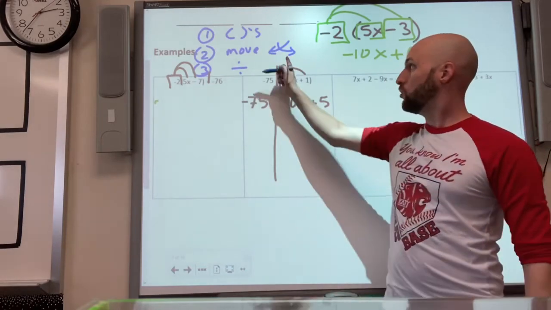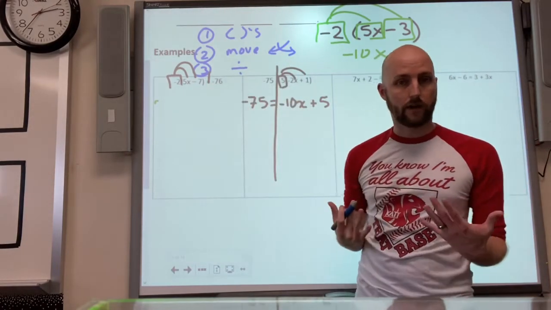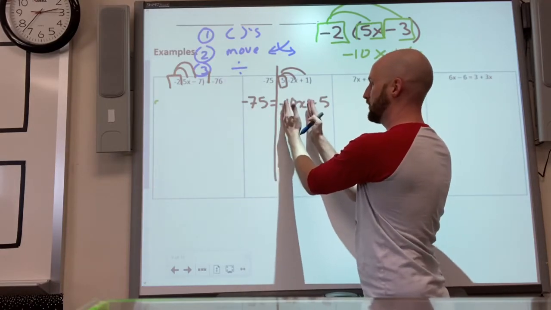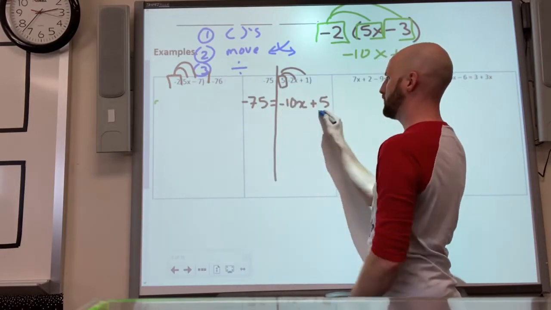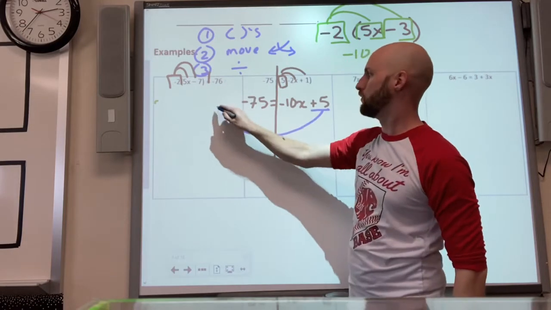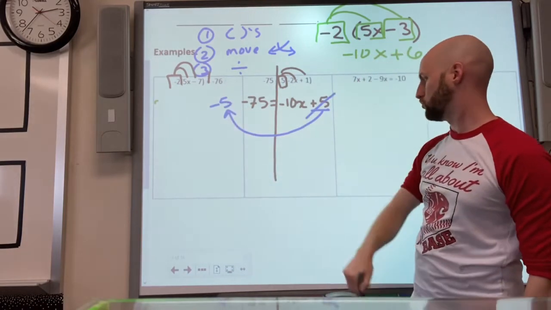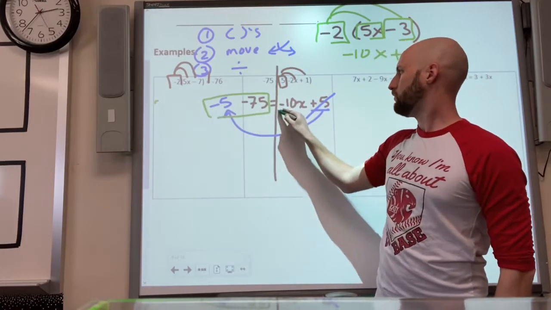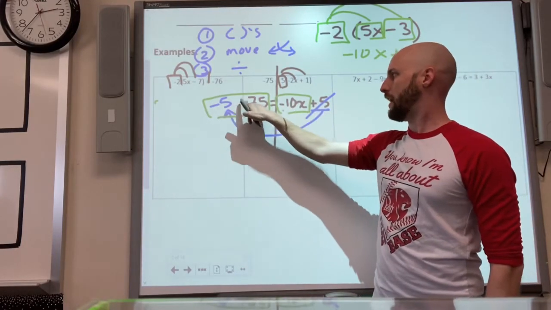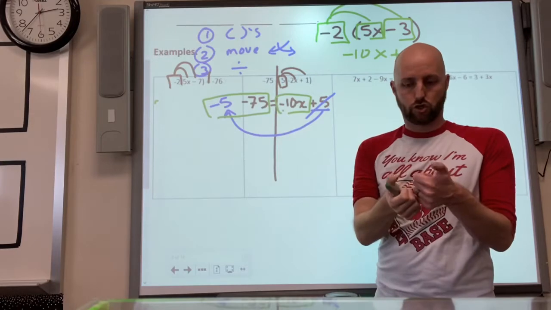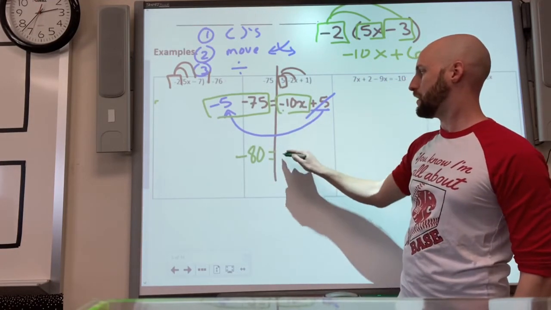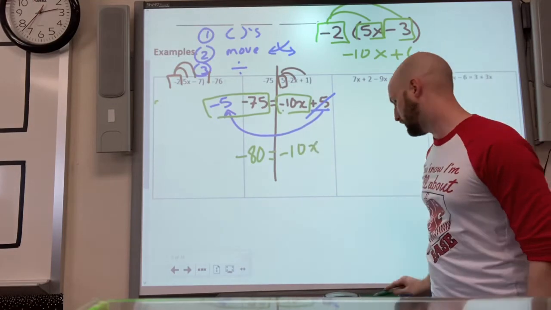Now I say, who needs to move? ¿Quién quiere mover? ¿Dónde está mi x? Mi x está aquí. Here is my x. So that means the plus 5 needs to move. Minus 5. Combine. Negative 5 minus 75. Minus 80 equals minus 10x.